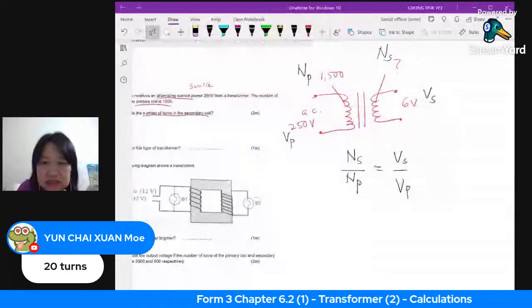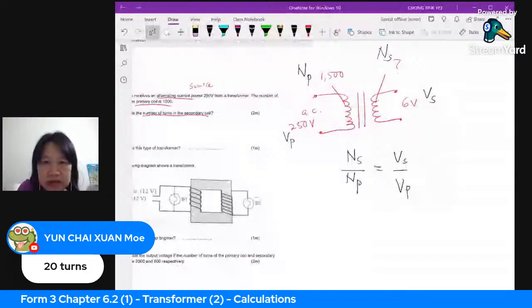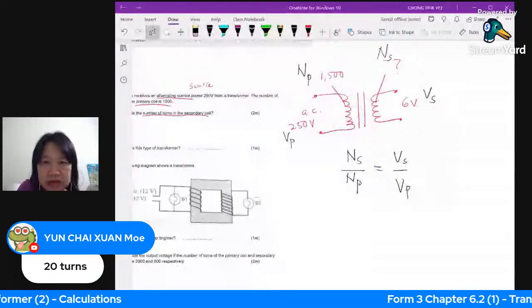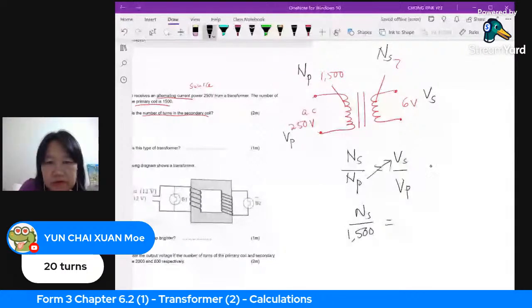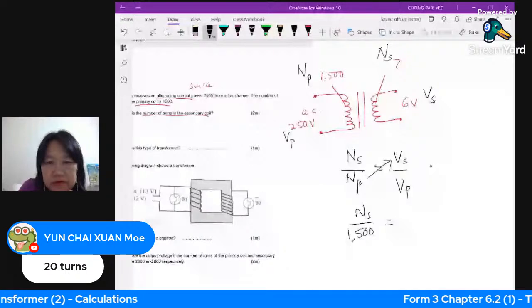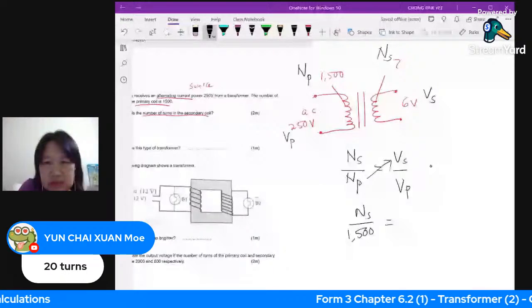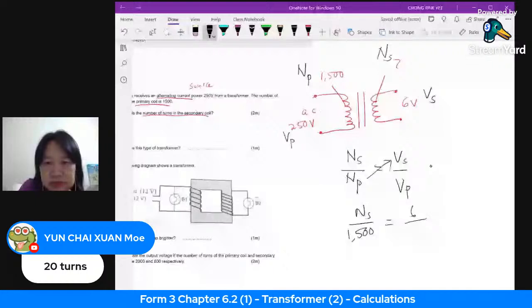Okay, now this one I already gone over. This one NP. Okay, maybe it's a bit too difficult for you to visualize. Let me just do like this. The next step is NS. Just fill in the numbers first, easier for you. 1500 equals to VS 6, and VP is 250. Okay, fill in your numbers first, and then only you switch them around.